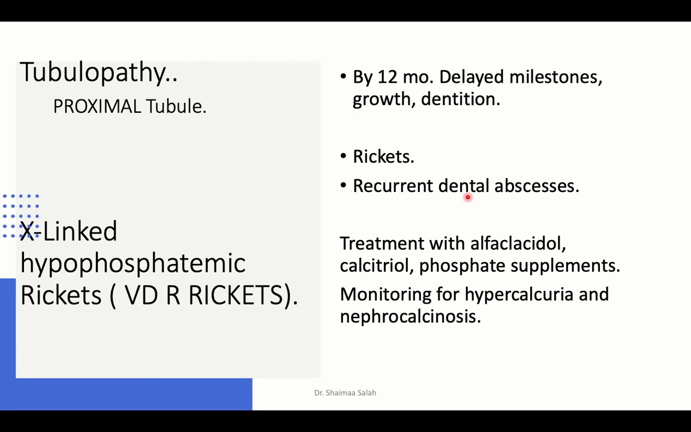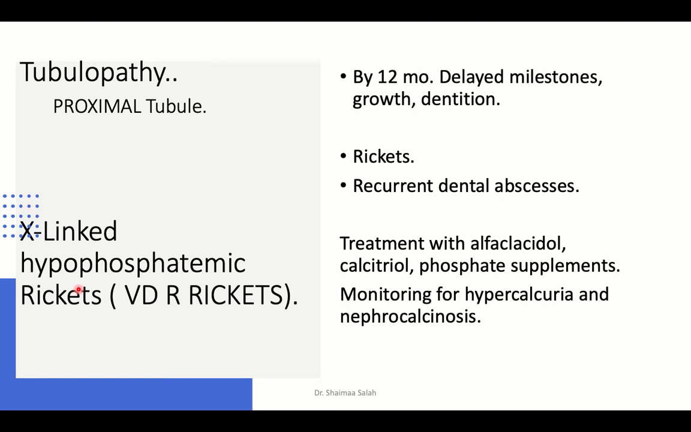As you know, bone is formed of protein, okay, and cartilage and minerals. These minerals include calcium and phosphorus. Okay, so hypophosphatemia will be associated with all manifestations of rickets, and here in this disease, okay, which is called vitamin D resistant rickets or X-linked hypophosphatemic rickets, the defect is in the renal tubular reabsorption of phosphorus. There is no problem with the vitamin D levels, and there is no problem with calcium levels or parathormone levels.